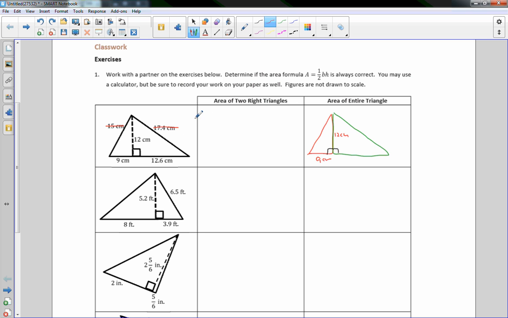So the area of the red one I will do first, and the first thing you always do is write the formula: area equals 1/2 times base times height. And then I substitute in my givens, and the base is 9 centimeters. And the height is 12 centimeters.